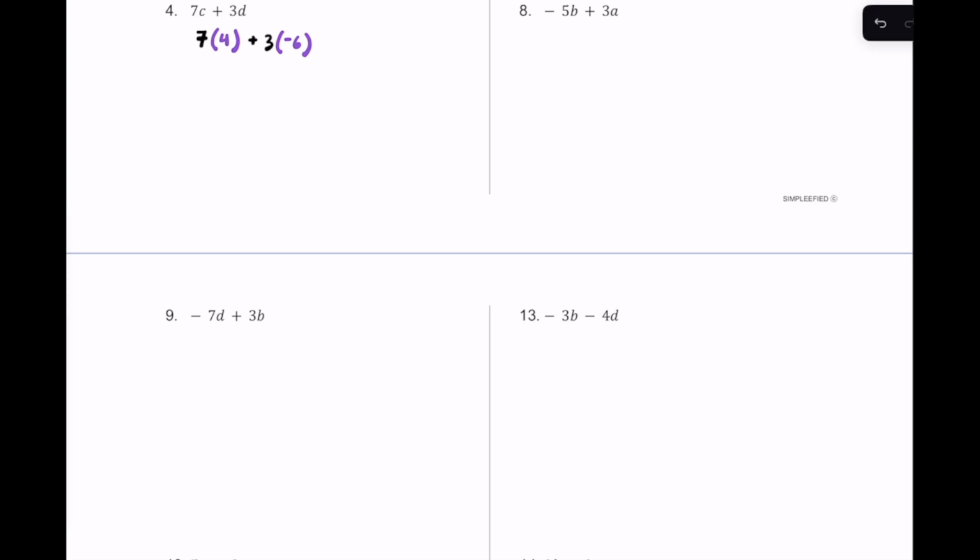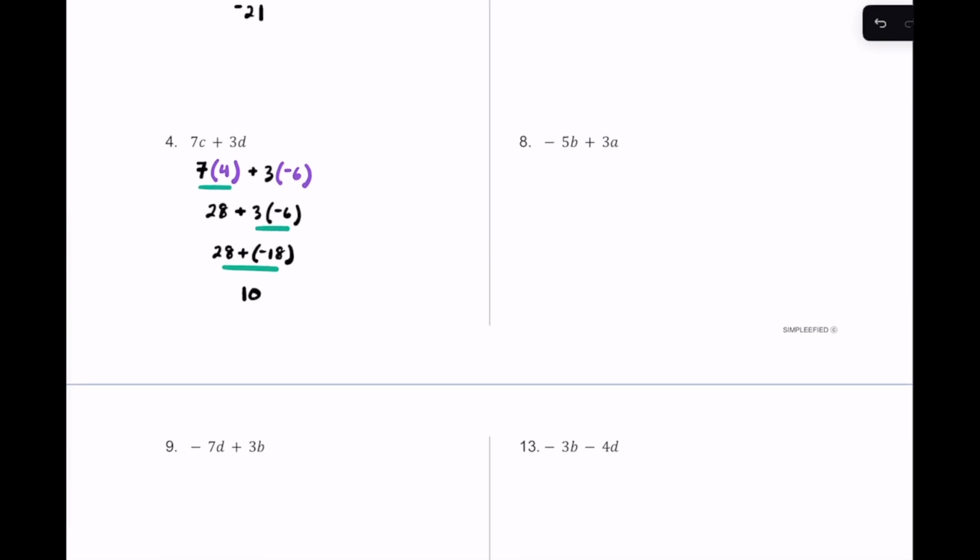For the two multiplications, we're just going to do the one on the left. 7 times 4 is 28. Plus we have this 3 times the -6. So we did the first multiplication to the left. Now we're going to do the second multiplication to the right. So 6 times 3 is 18. So this 3 times -6 is going to be -18. And then so 28 plus -18, it's the same thing as 28 minus 18, and that's equal to 10.